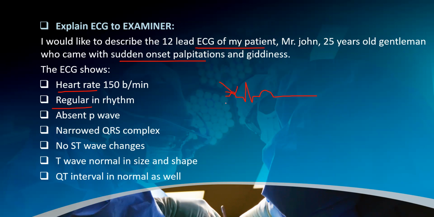Is it absent or present? Is it normal in size and shape or not? Then go to the QRS complex. Is it a normal QRS complex, or is it a narrow or wide QRS complex? Talk about the ST segment. Is it at normal baseline, or is there any ST elevation or depression? Talk about the T wave. Is the T wave normal in size and shape, or is it a tall peaked T wave, or is it a T inversion? And lastly, talk about the QT interval. Okay, so this should be your sequence of ECG explanation.